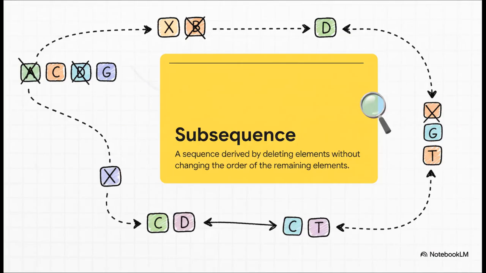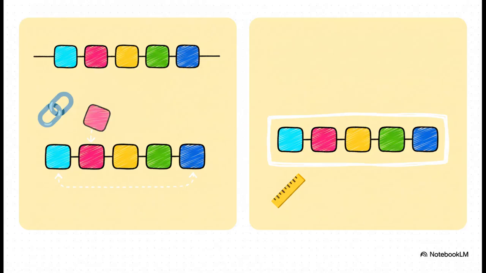Okay, so a subsequence is a pretty simple idea, but it's really powerful. Imagine you've got a word. You can make a subsequence just by deleting a few letters. But, and this is the most important part, you absolutely cannot change the order of the letters that you leave behind. Now, this is a super common point of confusion, so let's clear it up right now.